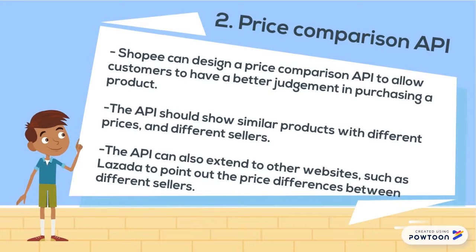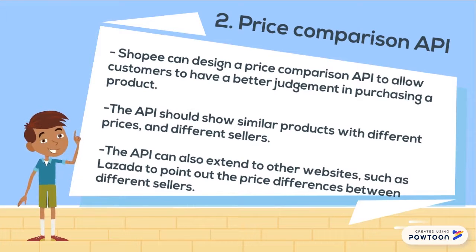Second, price comparison API. Shopee can design a price comparison API to allow customers to have a better judgment in purchasing a product. The API should show similar products with different prices and different sellers. It can also extend to other websites such as Lazada to find out the price difference between different sellers.